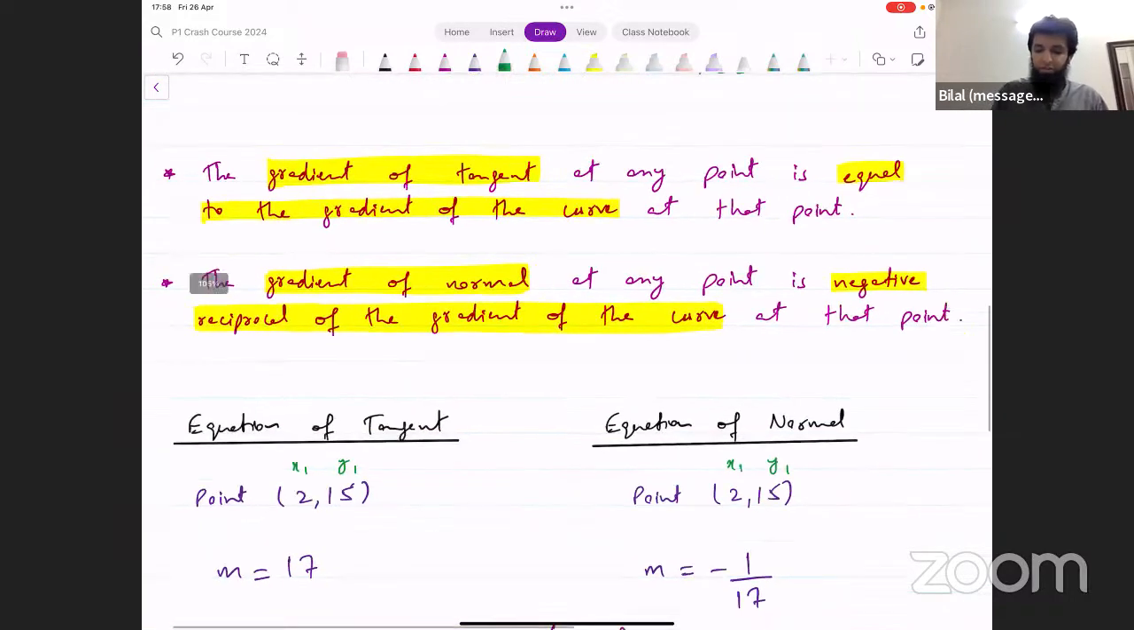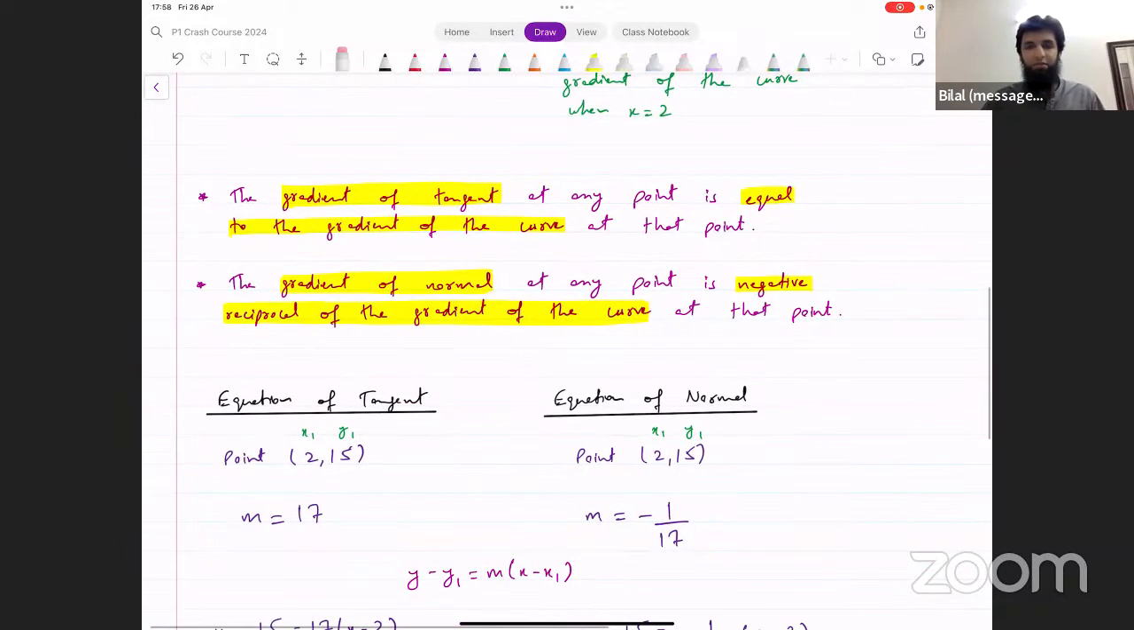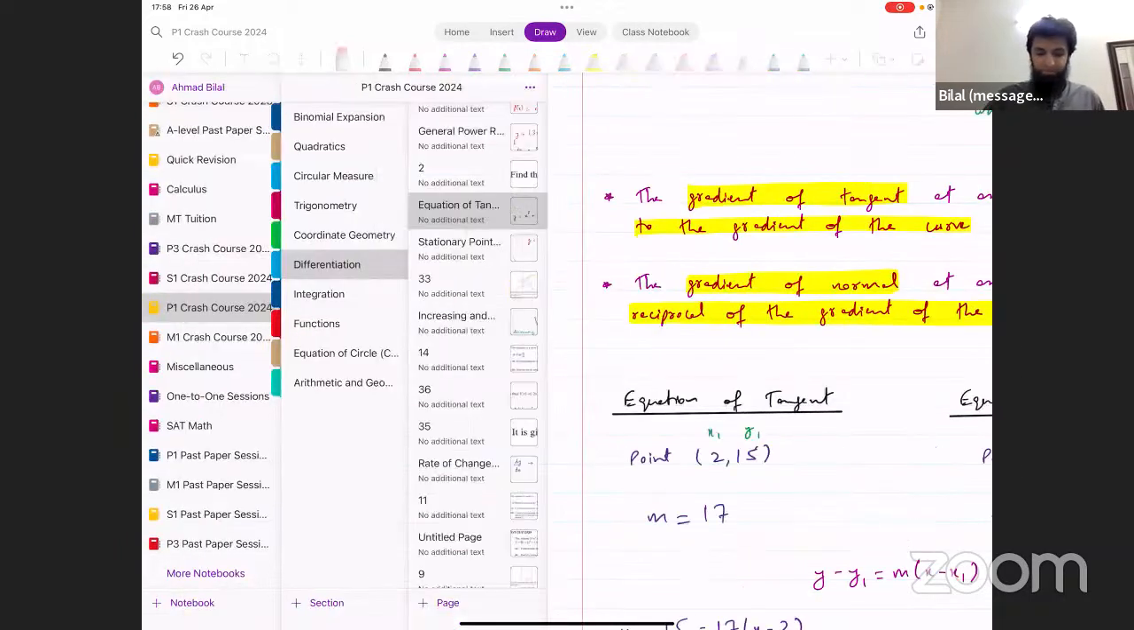So for tangent, the gradient is the same as the gradient of the curve. And for normal, it's the negative reciprocal of the gradient of the curve. Okay, that's the difference between a tangent and a normal.